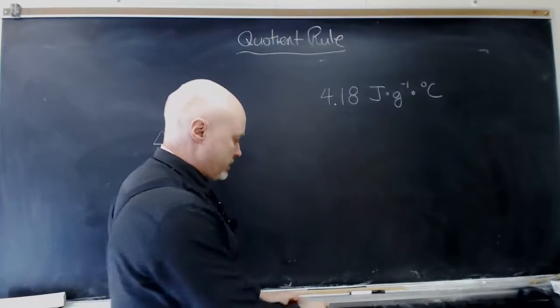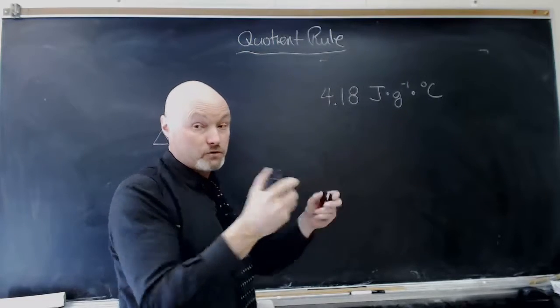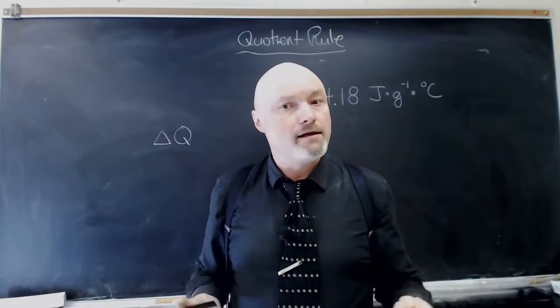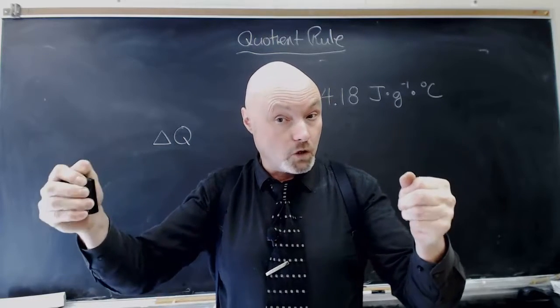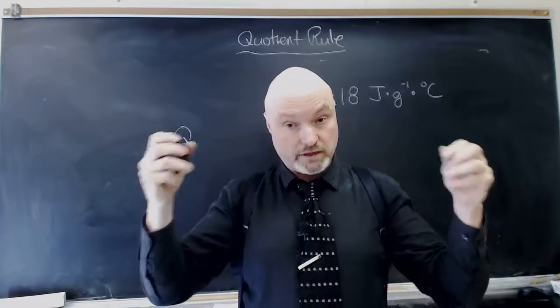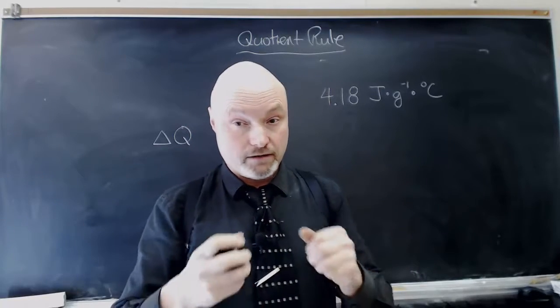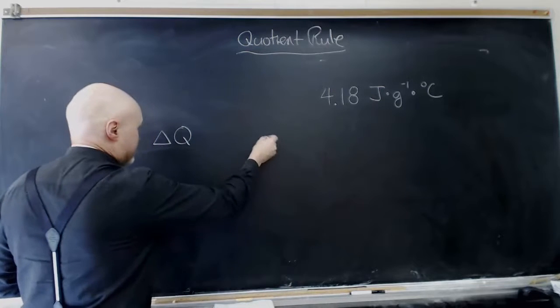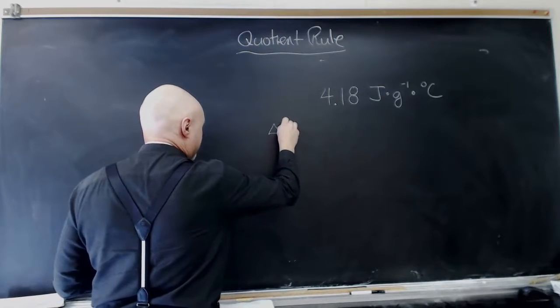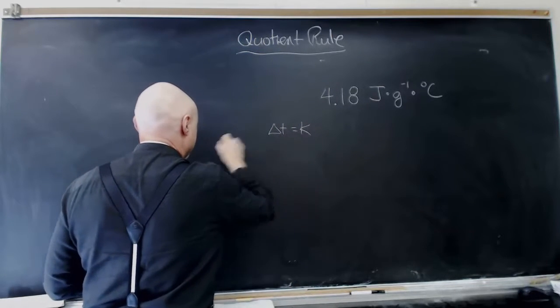So you can imagine if these masses were just at room temperature, and then I held them in my hand until they rose to body temperature. In other words, they both changed by the same number of degrees. My delta T is constant.